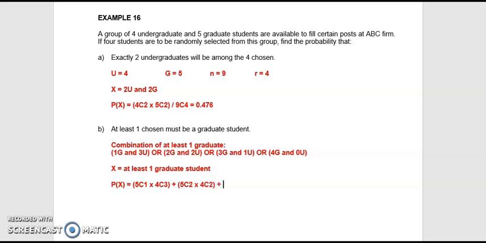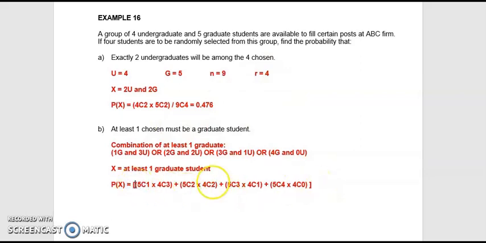Plus 5C3 multiplied by 4C1, plus 5C4 multiplied by 4C0. Okay, so you cannot put 5 graduate, because it is more than 4 here. Okay, this is the number of ways.